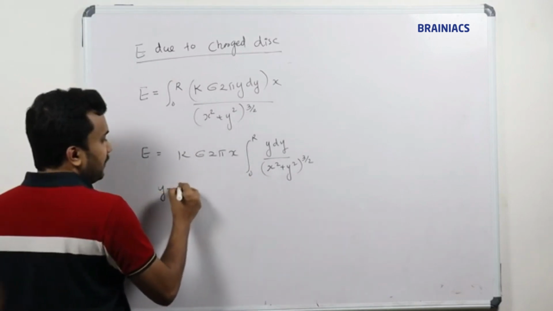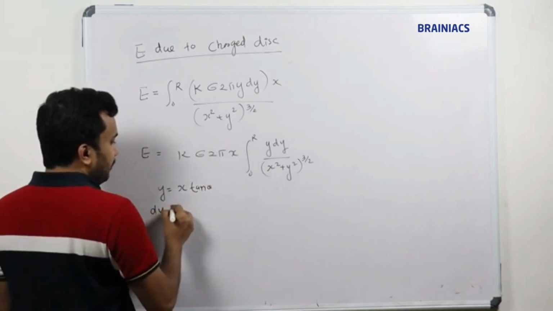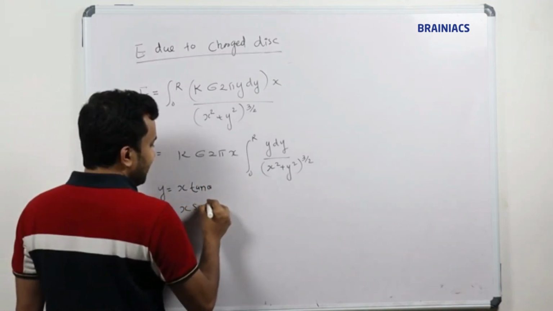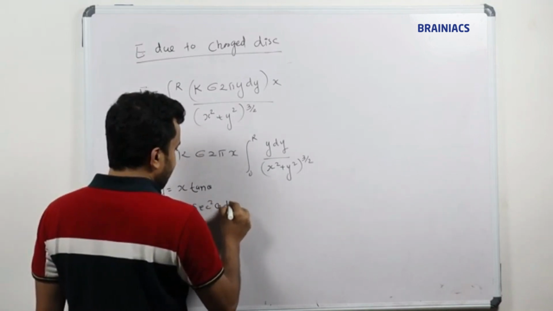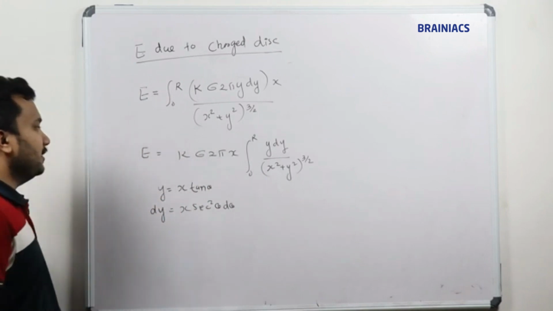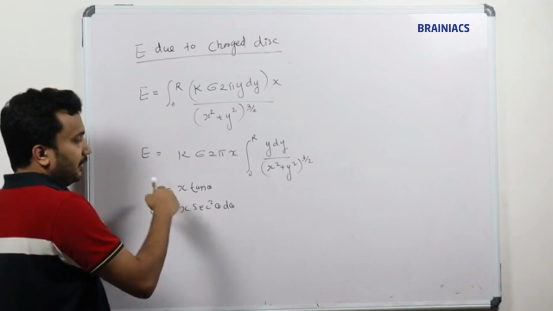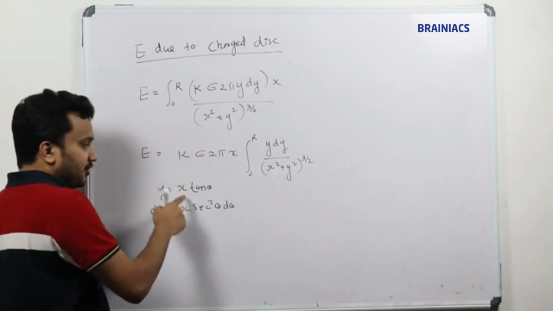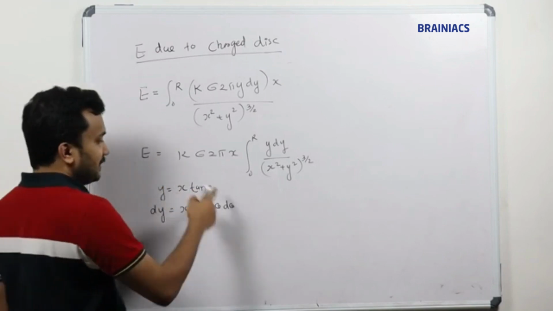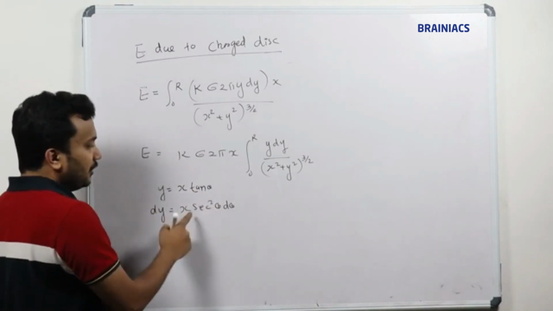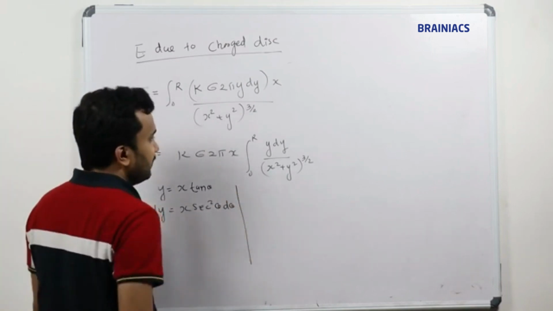So let me consider y equal to x tan theta. So dy will be equal to x sec square theta d theta. Differentiating with respect to theta, dy by d theta equals x sec square theta. So dy will be equal to x sec square theta into d theta. We will substitute these factors.